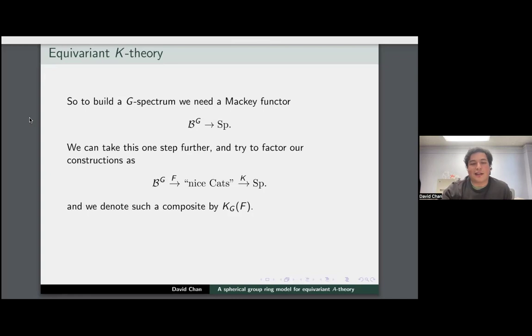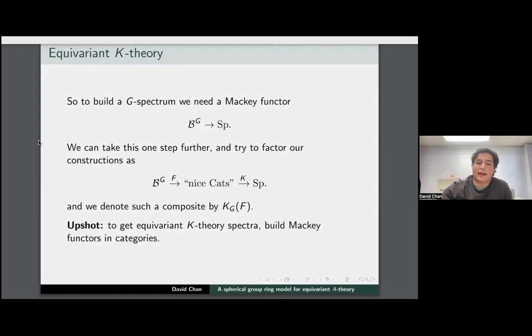Again, I should say that there's a lot of technical details here. F should be either enriched in permutative categories or an additive functor of stable infinity categories. This idea to factor things through categories is not due to us. I don't know who it's actually due to, but it appears at least in work of Barwick and also in work of Bowman and Osorno. But the upshot here is that to get equivariant K-theory, you just need to build a Mackey functor in categories, or in sufficiently nice categories, and then you can extend along K-theory to get K_G of F.